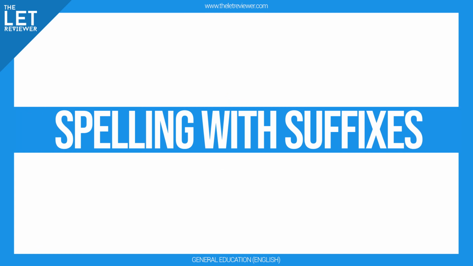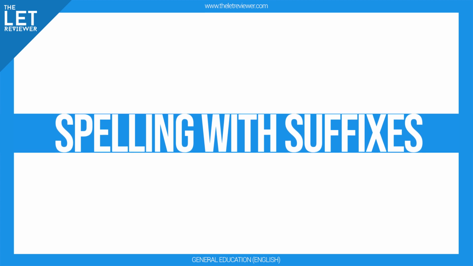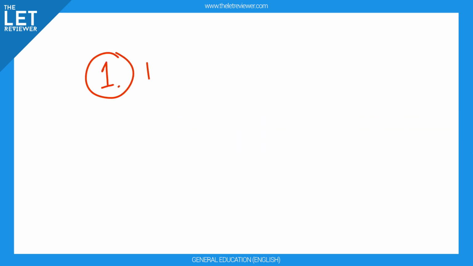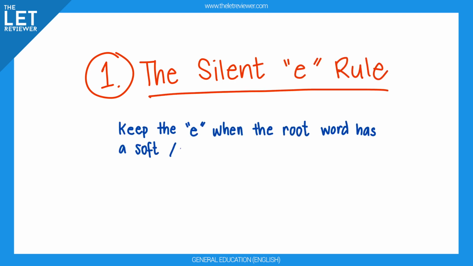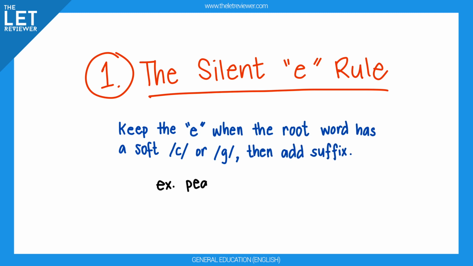Sa English language, we follow some general spelling rules when adding suffixes, with a few exceptions. Let's start with the first rule, which is the silent E rule. If the root word has a silent E that follows a soft C or soft G, keep the E and then add the appropriate suffix. In our example, we can change peace to peaceable or peaceful.